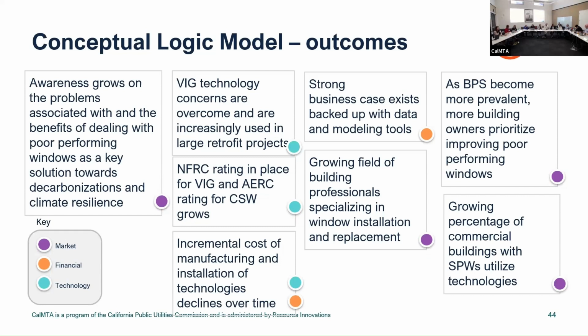So I'm done with the logic model. I got 2 more slides, but I want to pause to see if there's any questions about any of the 4 logic model slides.